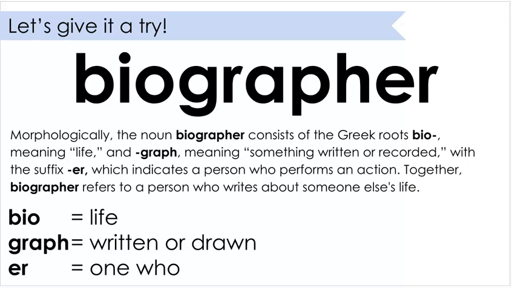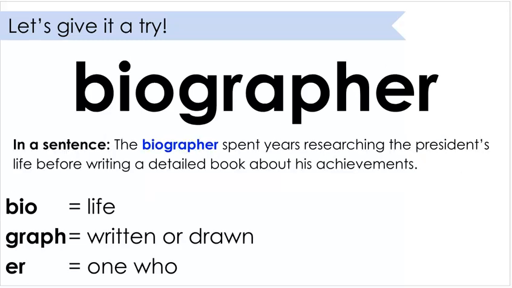Morphologically, the noun biographer consists of the Greek roots bio, meaning life, and graph, meaning something written or recorded, with the suffix er, which indicates a person who performs an action. Together, biographer refers to a person who writes about someone else's life. In a sentence, we might say, the biographer spent years researching the president's life before writing a detailed book about his achievements. So it's one who writes down about someone's life.